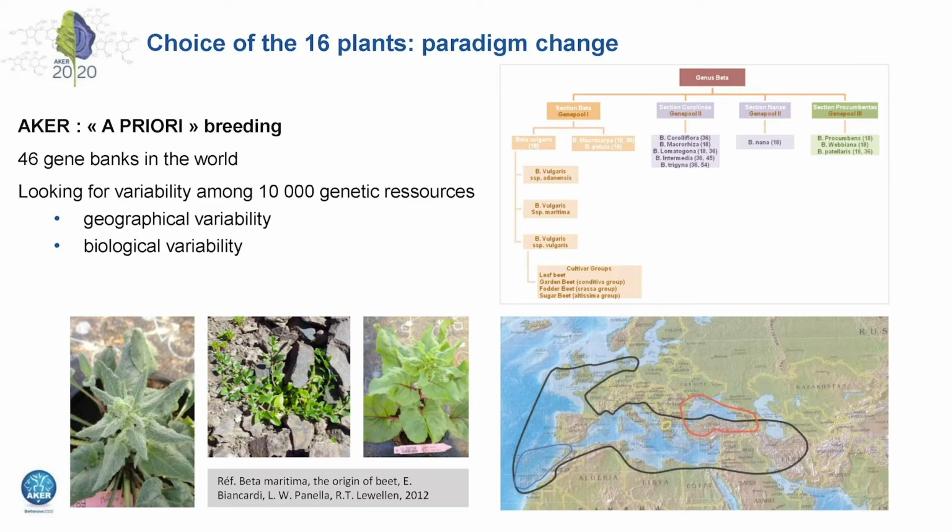AKER's first task was to list all the accessions available throughout the world and to try to collect as much information as possible to describe them from a biological point of view: genera, species, subspecies, cultivars, and from an eco-geographical aspect: longitude, latitude, altitude, whatever.